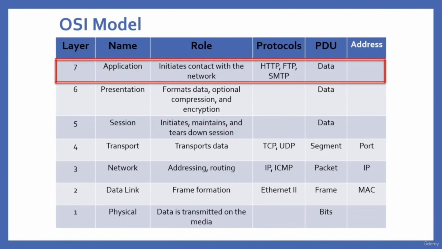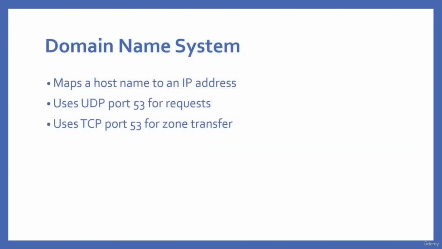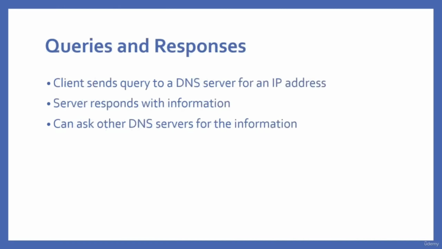Domain name system or DNS resides at the application layer of the OSI model. The DNS is an important protocol as it maps a host name to an IP address. It uses UDP port 53 for requests and uses TCP port 53 for zone transfer. With DNS, a client will send a query to a DNS server for an IP address. The server will respond with the information. The server can ask other DNS servers for information.